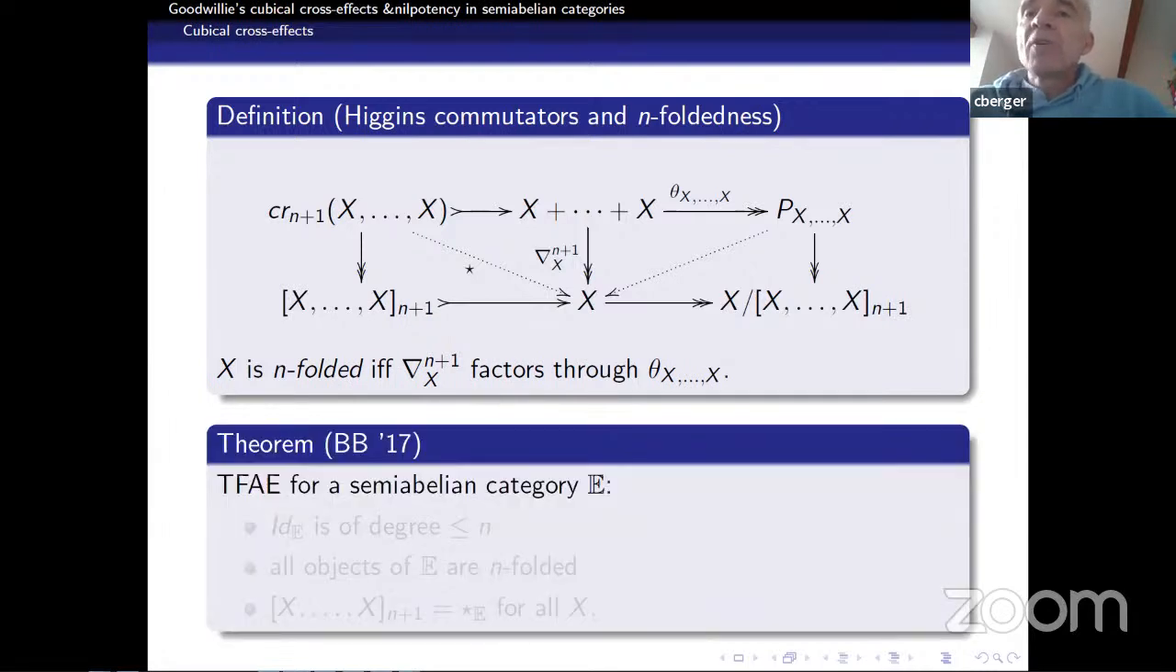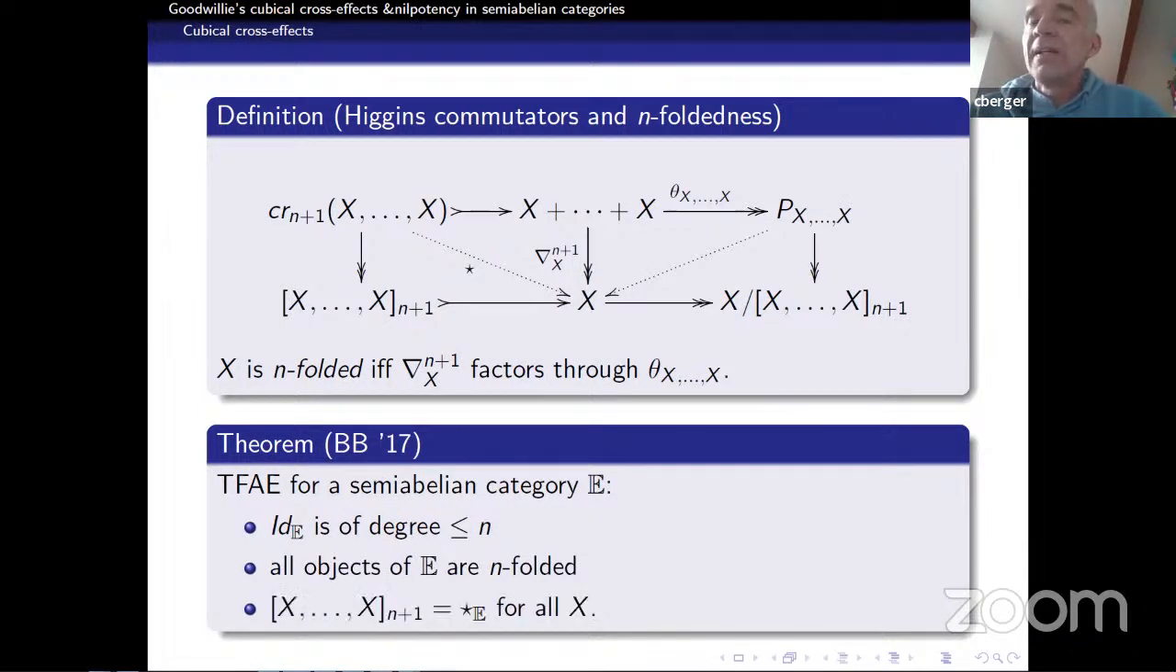But what is also the case is that you can characterize the situation when all objects have a trivial Higgins commutator of length n+1, or are n-folded as we defined above. And this is precisely the case when the identity functor of your category is of degree less than or equal to n. So this is a nice characterization of when the identity functor is of degree at most n. This is when all objects are n-folded, or when all Higgins commutators of length bigger than n+1 are trivial.